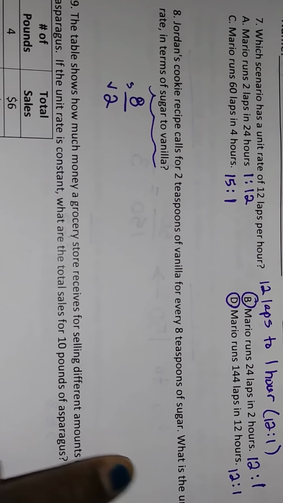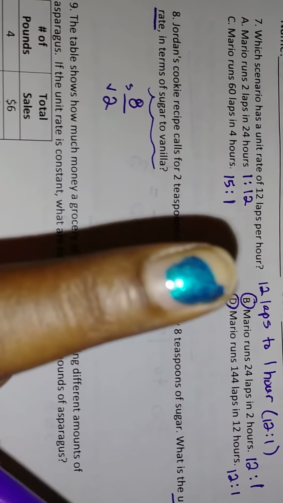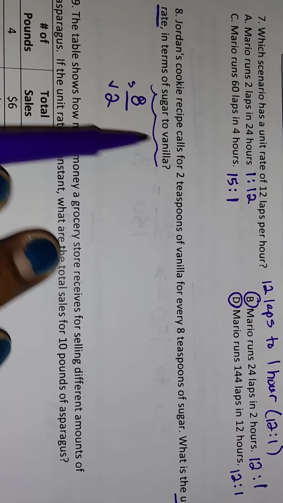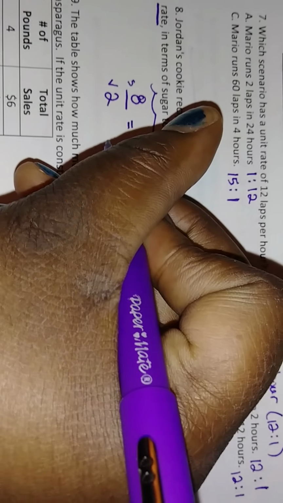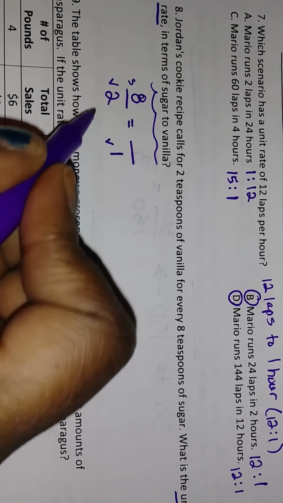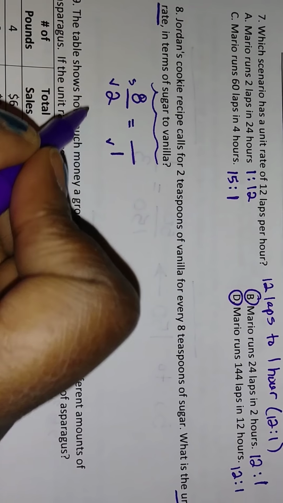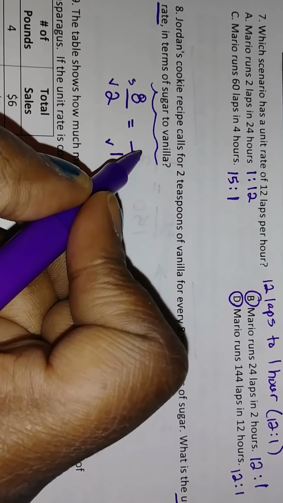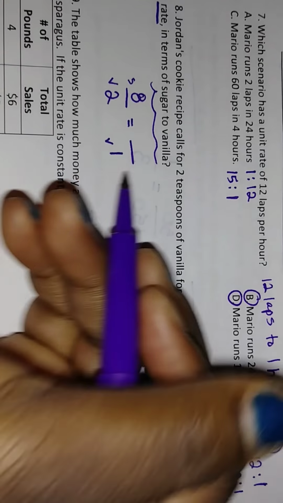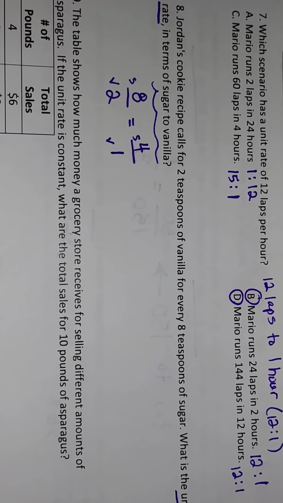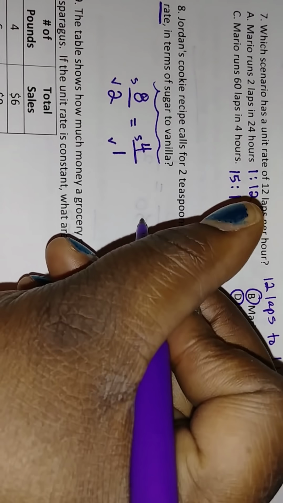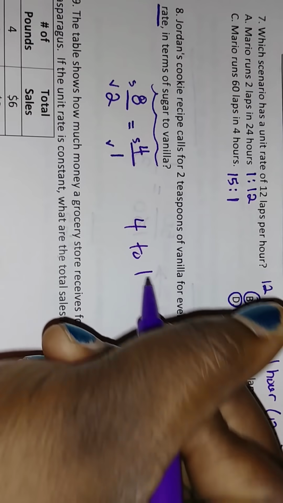But they want the unit rate, which means that they want to know the 1 of something. So they want to know, it says from sugar to vanilla. So for 1 vanilla, they want to know how many sugars. Well, I know if I'm going from 1 to 2, I'm multiplying by 2. So whatever this number is, if I multiply it by 2, I get 8, and that's 4. So my ratio for my unit rate in terms of sugar to vanilla is 4 to 1.